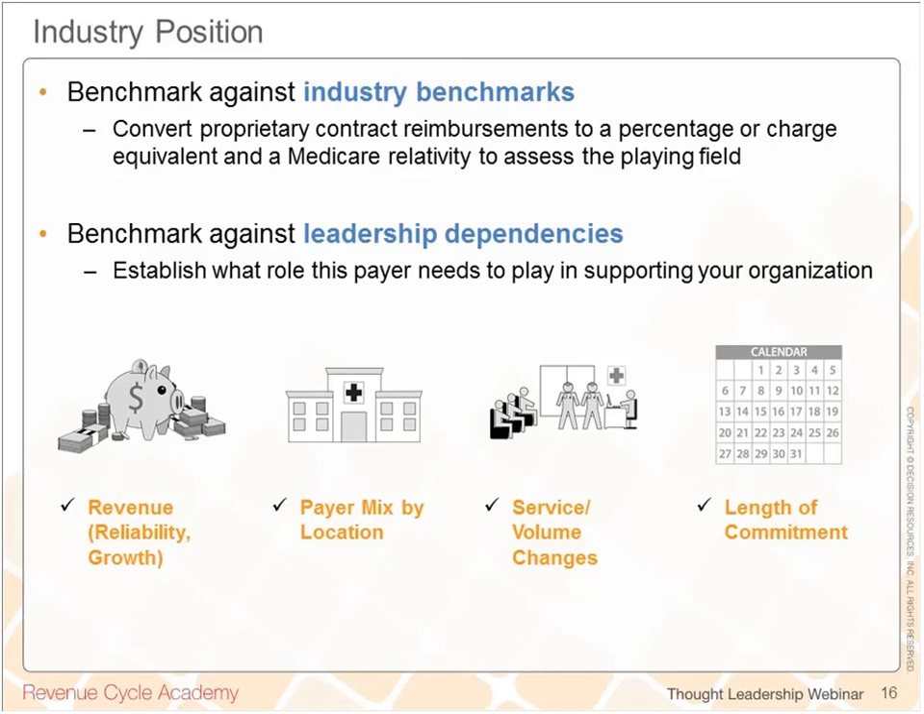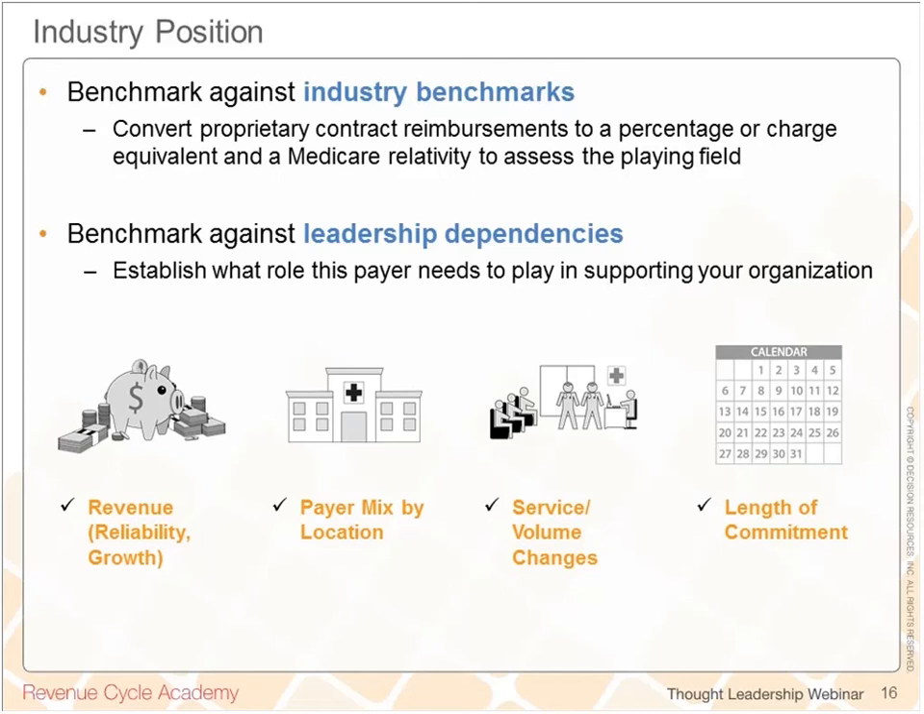Benchmarking against leadership dependencies really has to do with deciding internally, before you're in the active negotiation, what this payer means to your organization. What do you need to depend on? Where are they in your payer mix now? How big a piece of the pie? What do you want that to be in the future? Where do you want to see them grow? Are there certain sites that you represent? Maybe you're a multi-site organization and some of your sites have a very different payer mix than others. What can you do to align those?